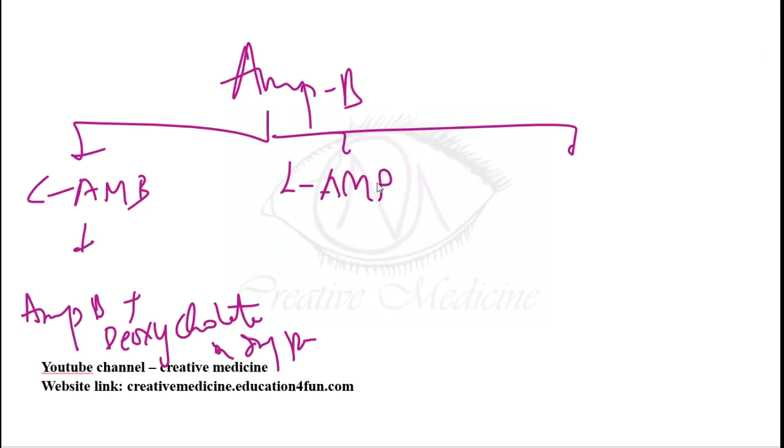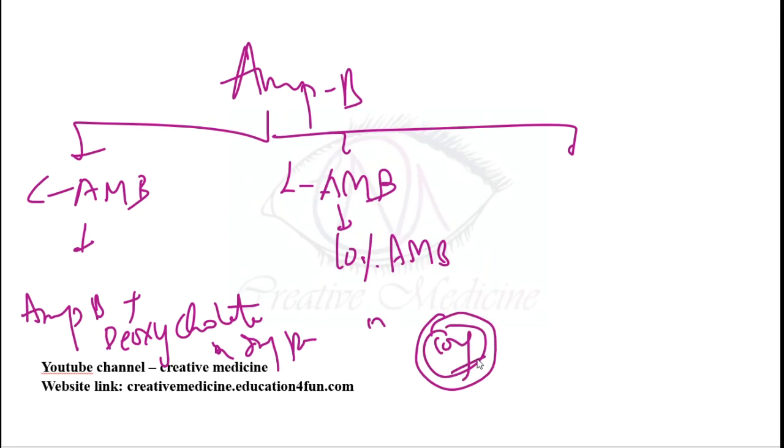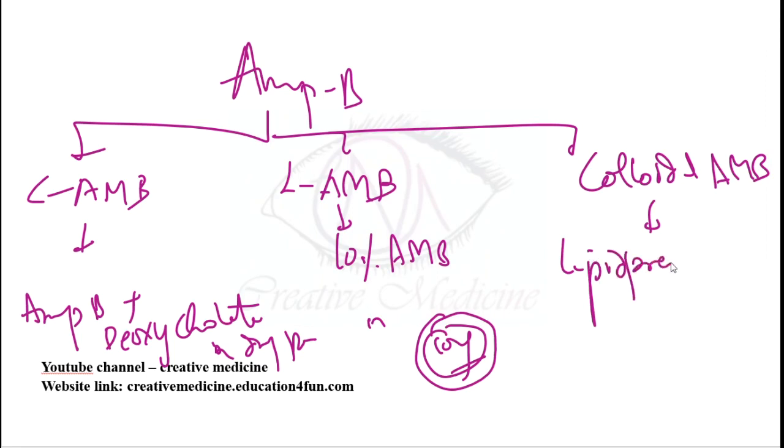Then we have liposomal amphotericin B. If 10 mg of amphotericin B is incorporated into uniform sized or lamellar liposome with lecithin and biodegradable phospholipids, then we call it liposomal amphotericin B. Then we have colloidal amphotericin B, in which a lipid preparation is present.